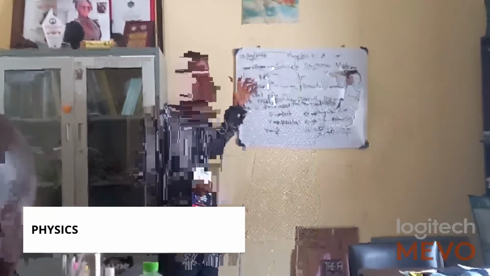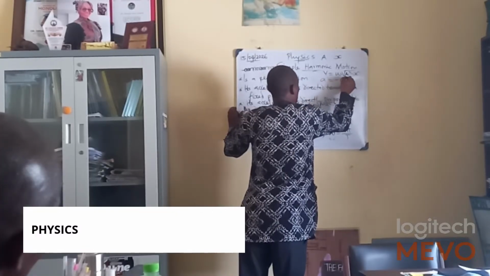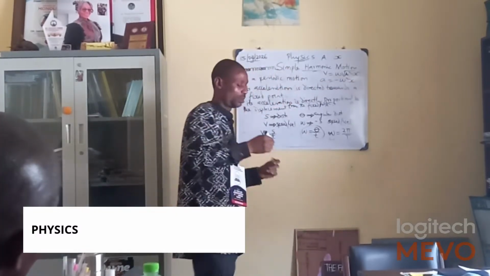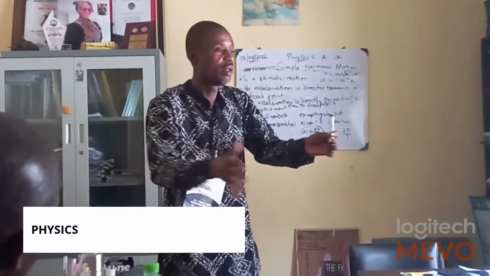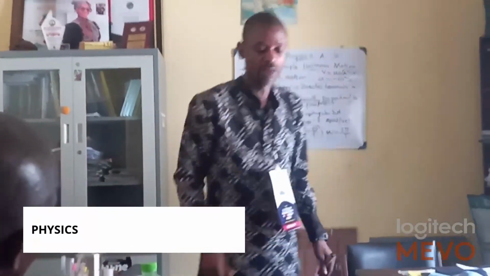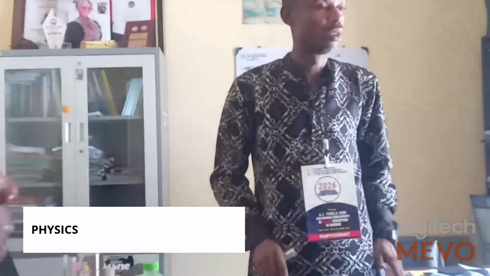A squared minus x squared. I also have acceleration equal to minus omega squared x. Then I will now prove, and then let us tell the students what happened to the acceleration and then the speed at x. It's mechanical energy.